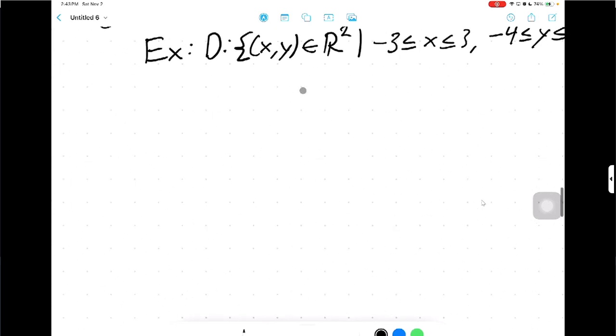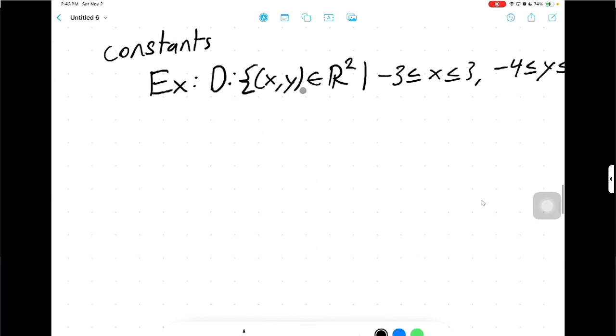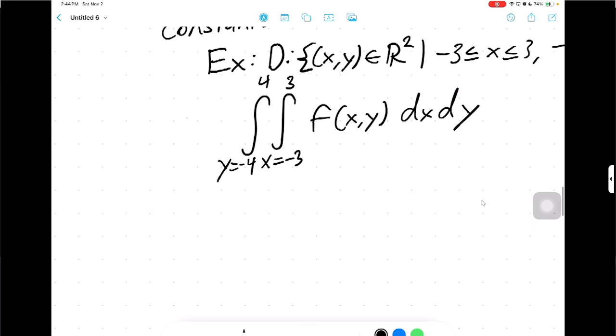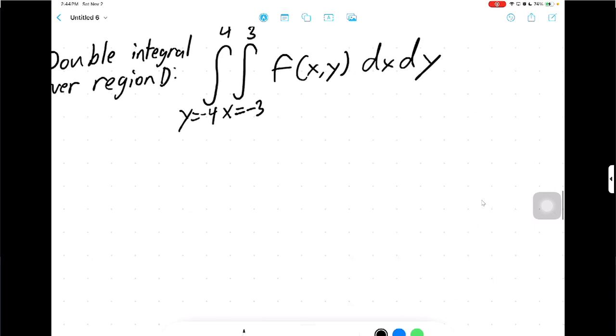So, if we wanted to integrate over that, we'd essentially just put constants. Because these are constants, it doesn't really matter which order they're in, but I'm going to just put them x and y, like this. This is a double integral over region D, like so.